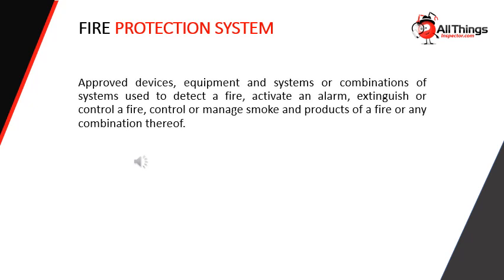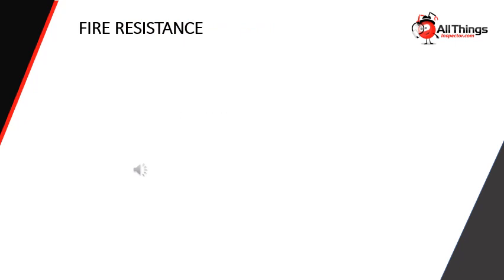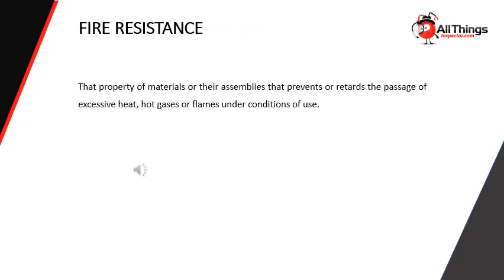Fire protection system. Approved devices, equipment and systems, or combinations of systems used to detect a fire, activate an alarm, extinguish or control a fire, control or manage smoke and products of a fire or any combination thereof. Fire resistance. That property of materials or their assemblies that prevents or retards the passage of excessive heat, hot gases, or flames under condition of use.